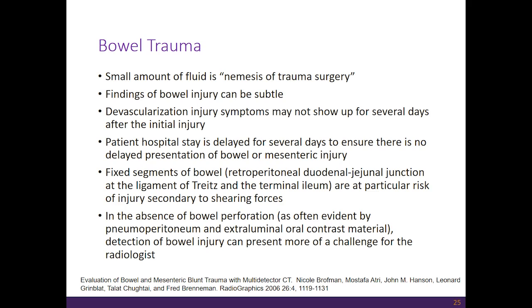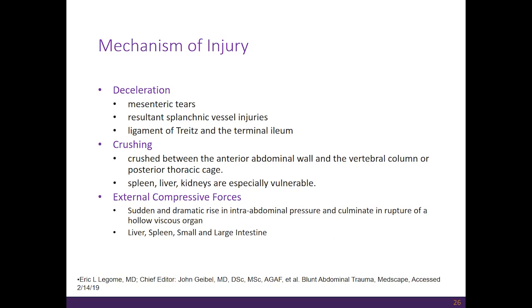injury. And my final words of wisdom are, I'll talk about mechanism in a second, but think about fixed segments of bowel. So where the retroperitoneal duodenal-jejunal junction, the ligament of Treitz, and the terminal ileum are at particular risk of injury because of shearing forces. And again, these findings can be difficult in the absence of pneumoperitoneum.